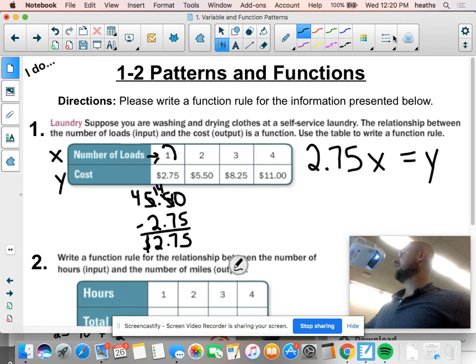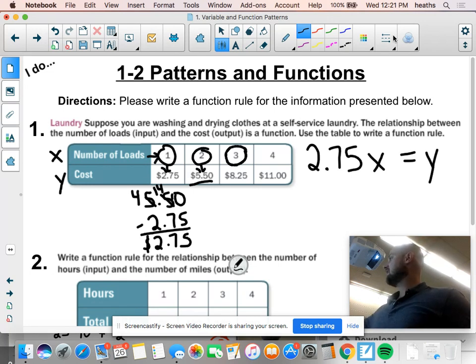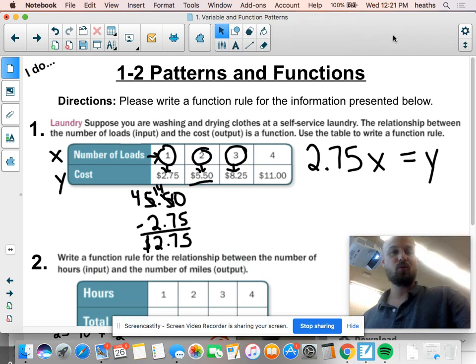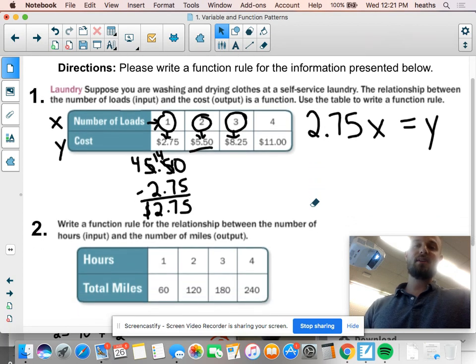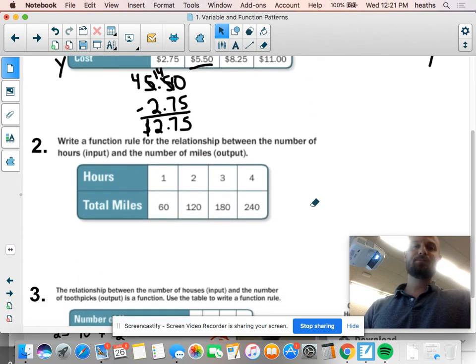So if you only do one load, it's going to be $2.75. If you do $2.75 times X and you do two loads, 2.75 times 2 is going to be $5.50. I'll do one more, 3. If we do $2.75 times 3, or our X value, it's going to equal our Y value of $8.25. So I hope that makes sense with number 1. The answer, or the function rule that we created there, is 2.75 times X equals Y.